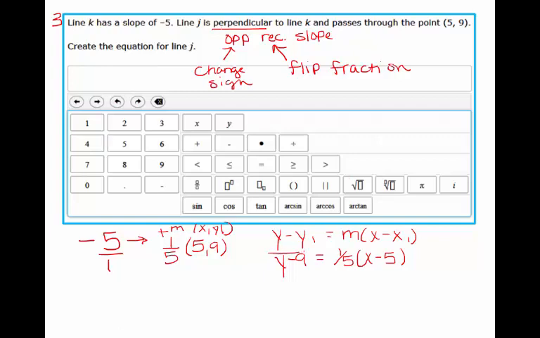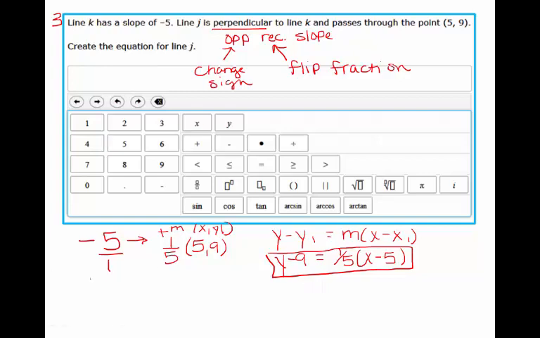Now, it doesn't say to write it in slope-intercept form or do anything else, so this could actually just be your final answer. We did see several examples when we were in this chapter where you did have to put it into slope-intercept form, so I am going to finish those steps out just in case this year maybe it says that. But that could be your final answer for this one.